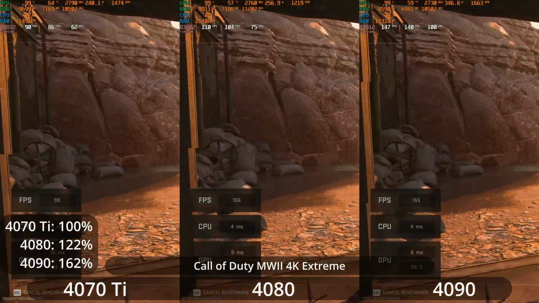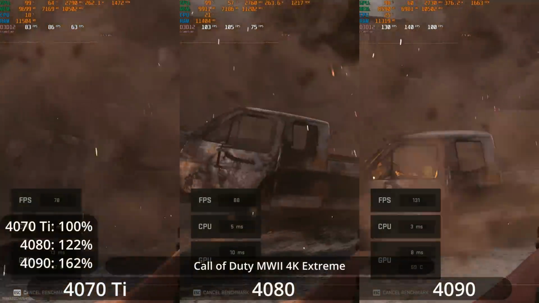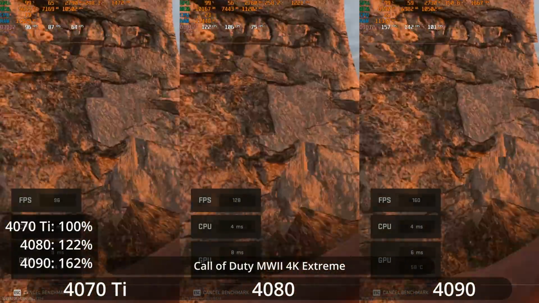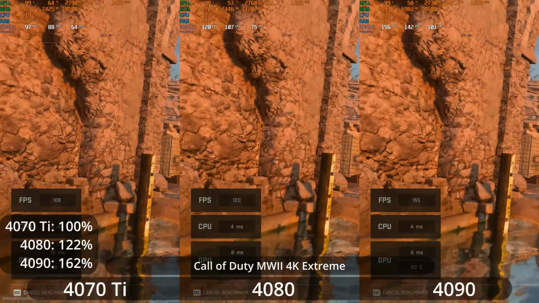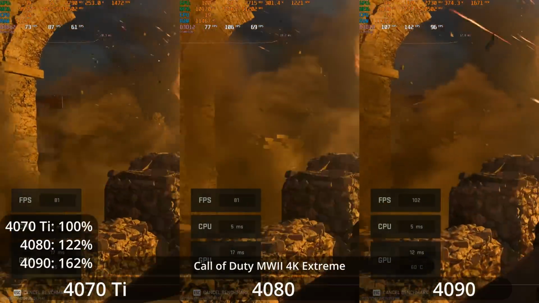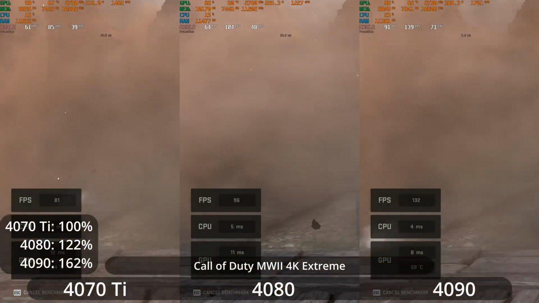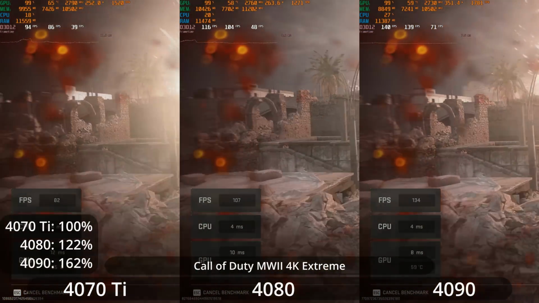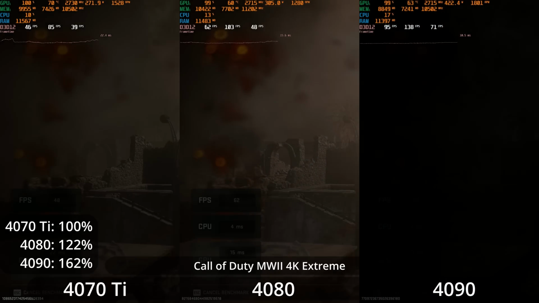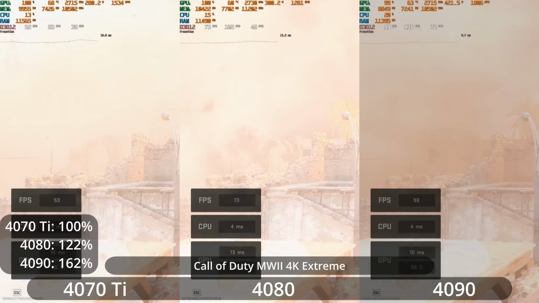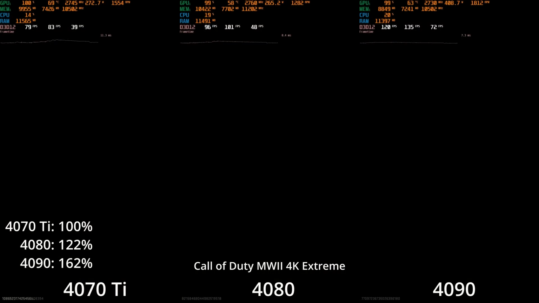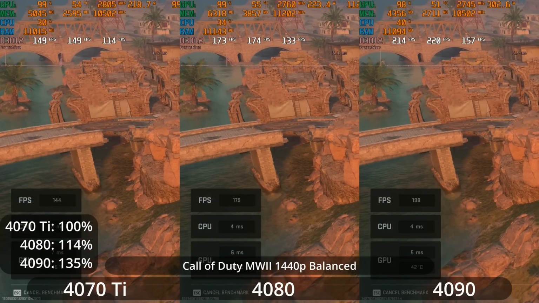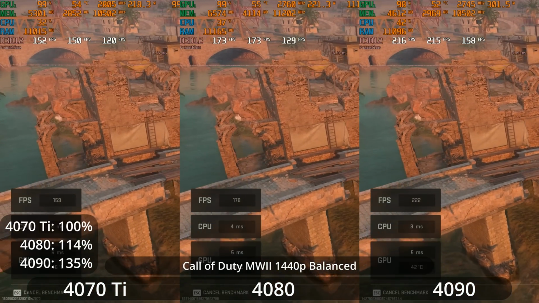Well, the 4070 Ti is delivering a pretty good experience here at 4K Extreme. If you're not thinking about it as needing competitive frame rates, it's certainly doing fine. The 4080 is averaging over 100, and the 4090 well over 100, although we saw the dips go well below that, and the 4090 with a 62% lead over the 4070 Ti, and the 4080 with a 22% lead over the 4070 Ti. And I'll show this little scene here so you can see those benchmark results real quickly if you want to pause there for a second.